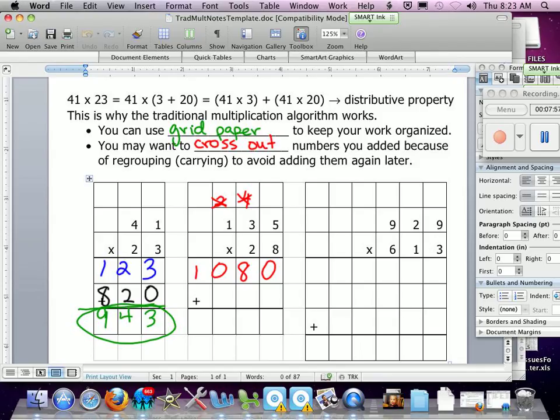Alright, yeah, we're going to be dealing with 20 times 5. So what do I need to put here? 0.